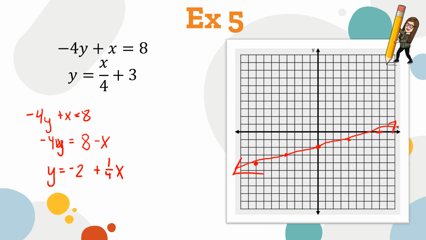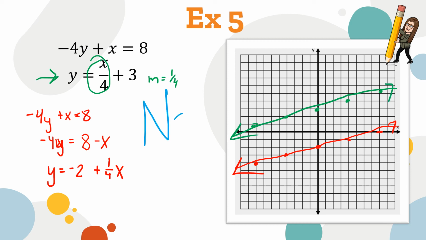My second line, y is already solved. Perfect. So let's start at 3. Wait, this also means a slope of 1/4. My slopes are the same. If my slopes are the same, where am I going to cross? Never. So how do I say that? No solution. I need to see that written.